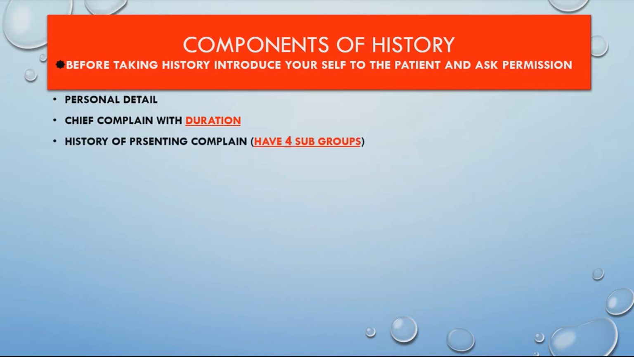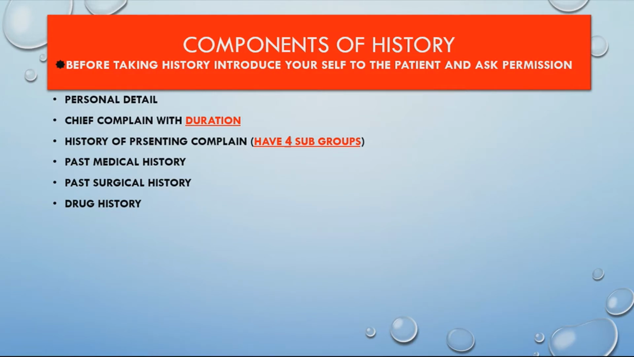The third one is history of presenting complaint. This is a very important part of the history, with which we can come to 80 or 90 percent of the diagnosis or differential diagnosis. This history of presenting complaint has 4 subgroups. That's very important, and we will discuss it later. The fourth one is past medical history. The fifth one is past surgical history. These two are very important to come to a diagnosis or differential diagnosis.